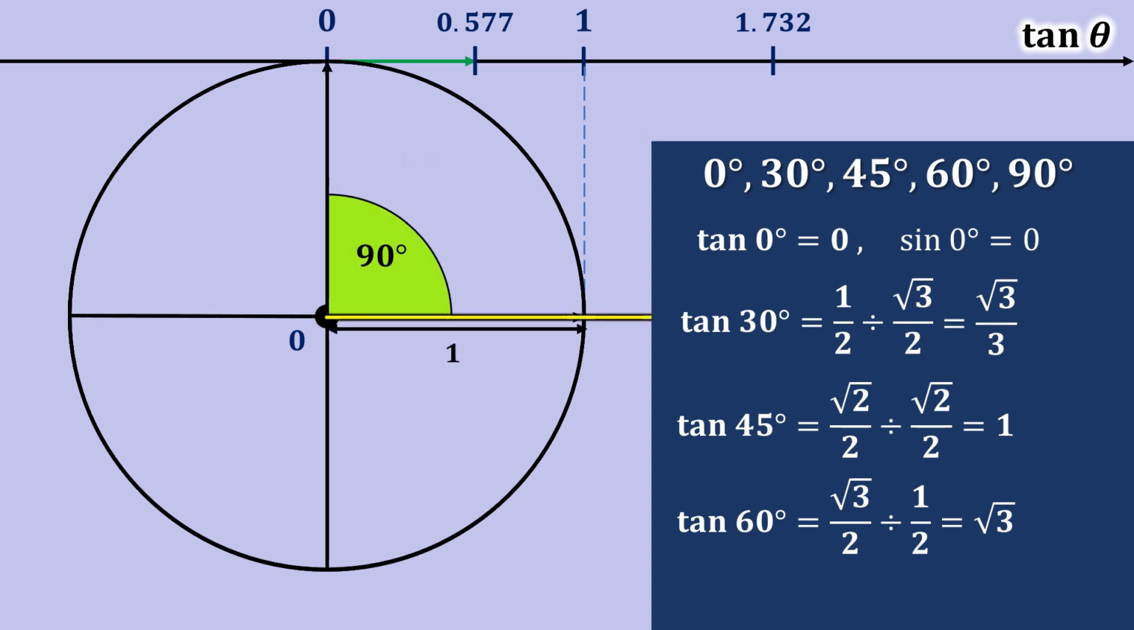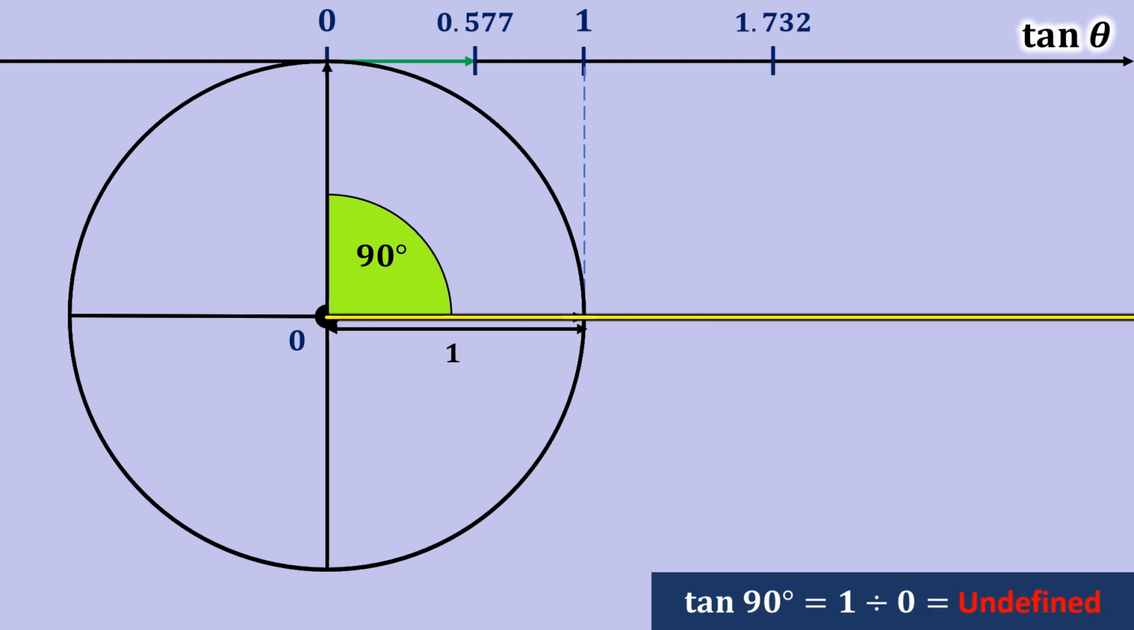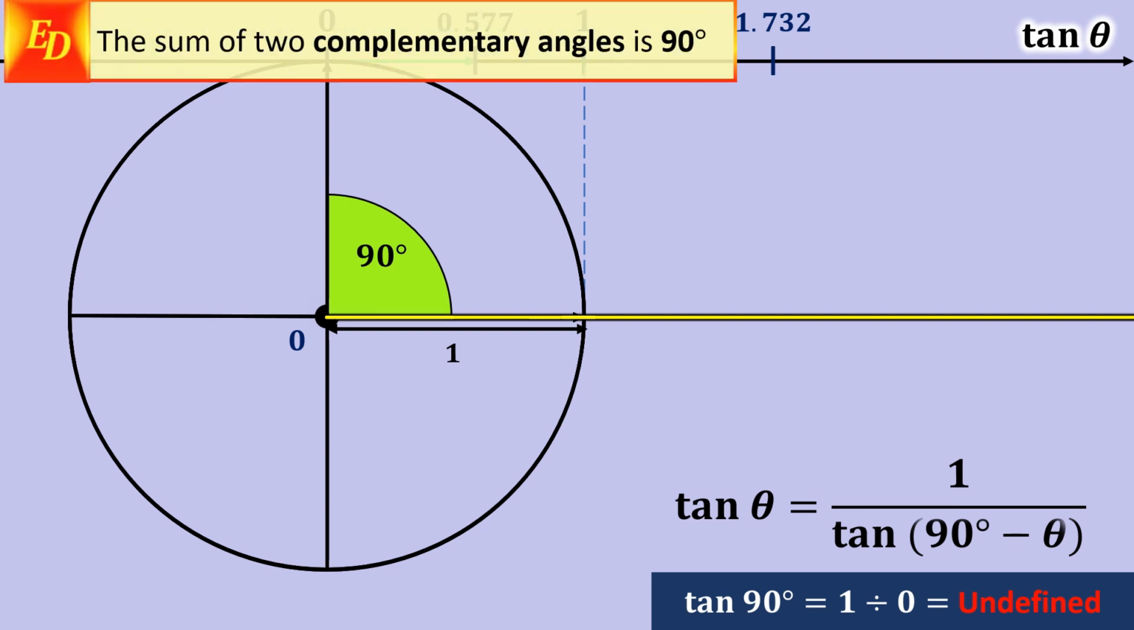Tangent 90 degrees is a bit tricky because the line is parallel to the tangent at this angle. In other words, it goes in the exact same direction as the tangent, so both lines never meet or intercept. Also, sine 90 is 1 and the cosine is 0. This makes the tangent undefined because division by 0 is impossible. From this, we can tell that the tangent of an angle is equal to 1 divided by the tangent of the complementary angle.